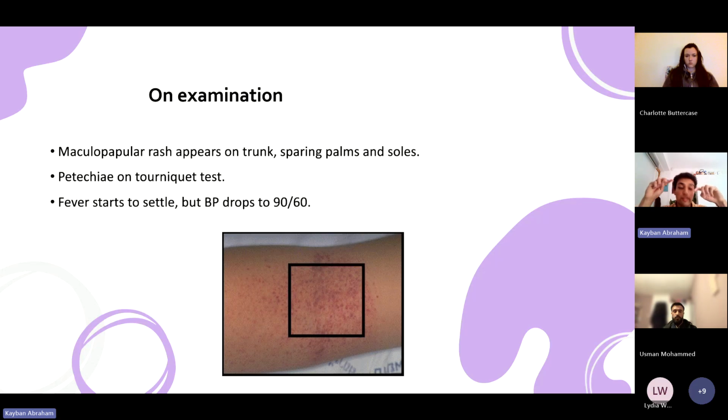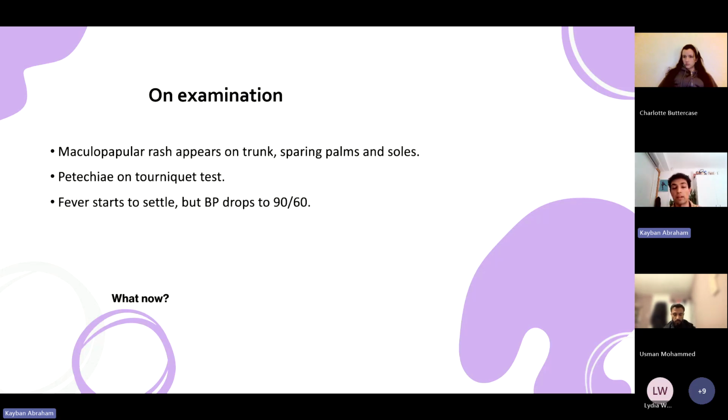But here's the thing, right? His fever has started to settle, and his blood pressure has dropped. So, what do we think? I'll give you options to make it easier. Either you can send him home, or you can call the medreg, or you can just observe him in A&E for some more time. What do you think you should do? So we've got medreg, please. And stat, yes, please.